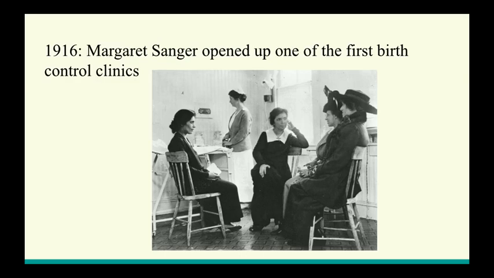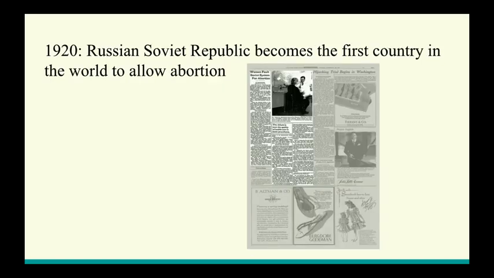So, in 1916, Margaret Sanger opened up one of the first birth control clinics. This was a place where Sanger and her staff verbally communicated with women seeking information about birth control. In 1920, the Russian Soviet Republic became the first country in the world in the modern era to allow abortion in all circumstances. But over the course of the 20th century, there was a ban put on it again.